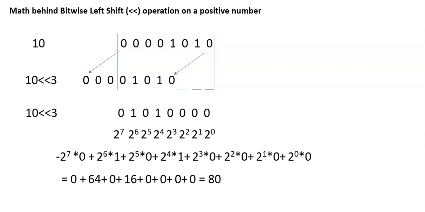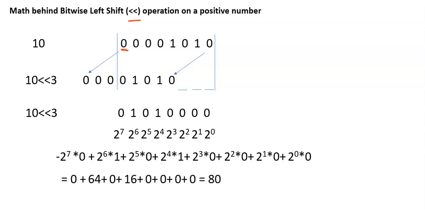In this video, we discuss bitwise left shift operation on a positive number. Here I have taken number 10, and the binary value of 10 I am representing in 8 bits. Here is the value 00001010. Here the sign value is 0, that means 10 is a positive number. Here I am performing 10 left shift 3.